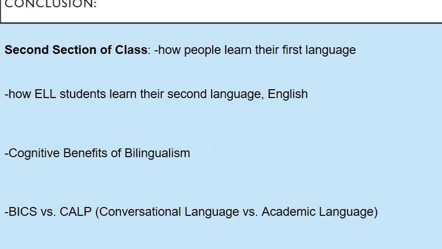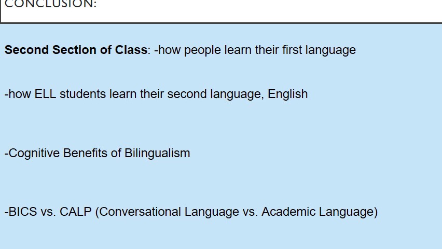The second section of our class was focused upon how people learn language and how the brain conceptualizes language. So we learned about how people learn their first language as babies and toddlers. We learned about the stages in which ELL students learn their second language, English. We also discussed the cognitive benefits of bilingualism based on brain research, so the many positives of being bilingual. And we learned more about the process of the different types of language that people learn.